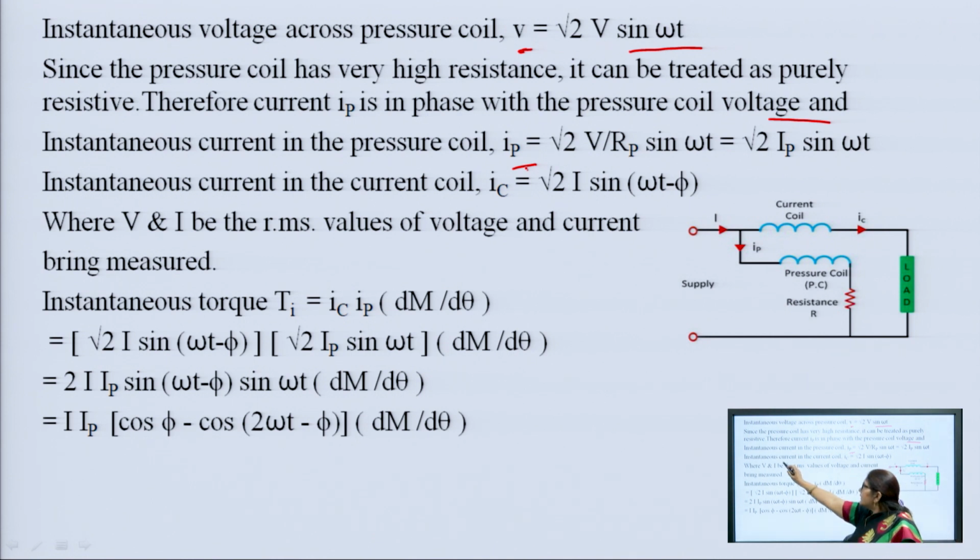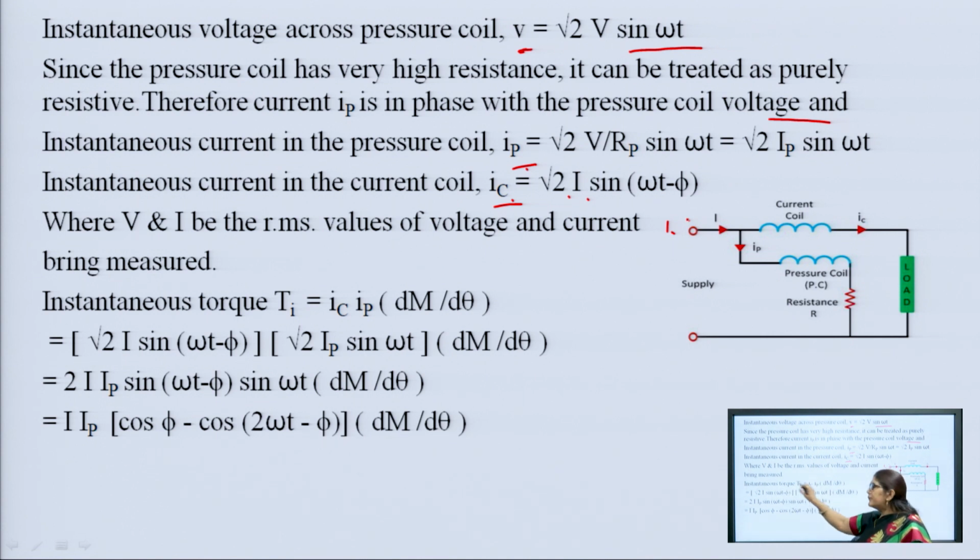So, now the instantaneous current in the current coil. In the current coil, IC is equal to root 2 I sin omega t minus phi, because the current coil is not a resistive coil, it is inductive. So, because of the inductive nature, it will produce some phase difference. So, it is omega t minus phi, where V and I are the RMS values of the voltage and current being measured.